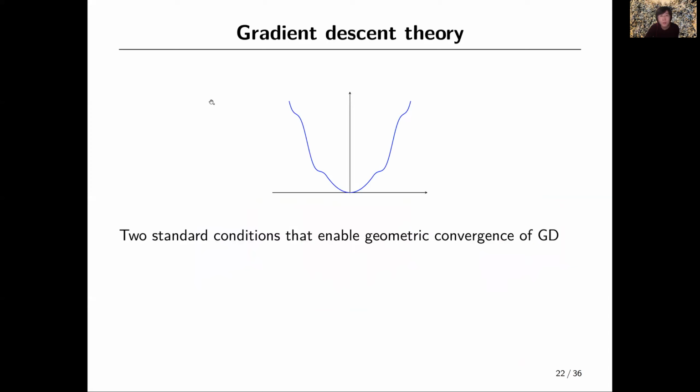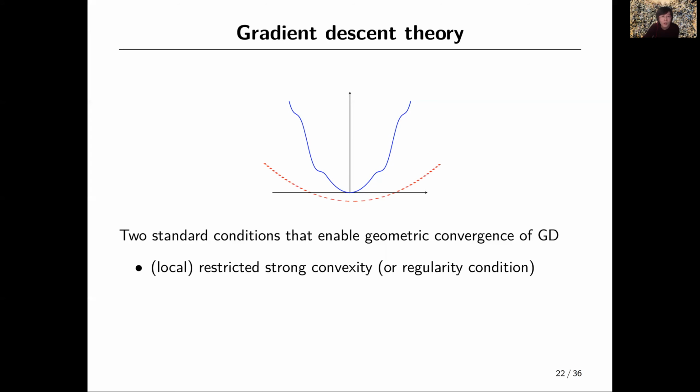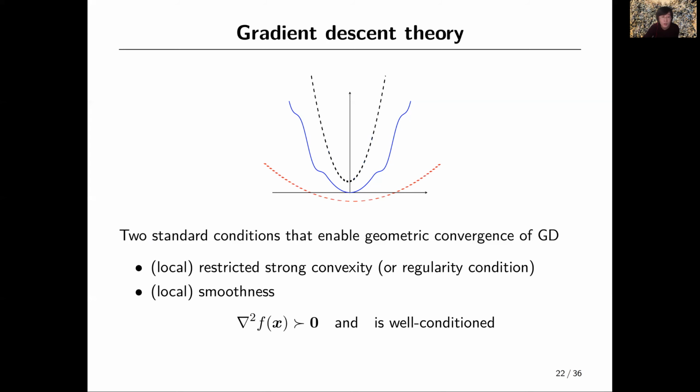Now let's also look at what kind of convergence guarantee we can argue for this simple iterative algorithm called gradient descent. Particularly, we're interested in the scenario where we can achieve fast convergence, meaning the convergence rate is geometric or linear. To enable such a convergence rate, standard optimization theory, particularly in the context of convex optimization, often requires two types of property. The first one is some sort of local restricted strong convexity, or sometimes regularity condition, which we'll soon define. Another condition is local smoothness.